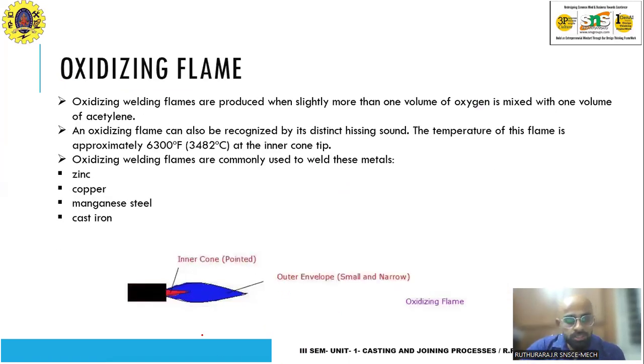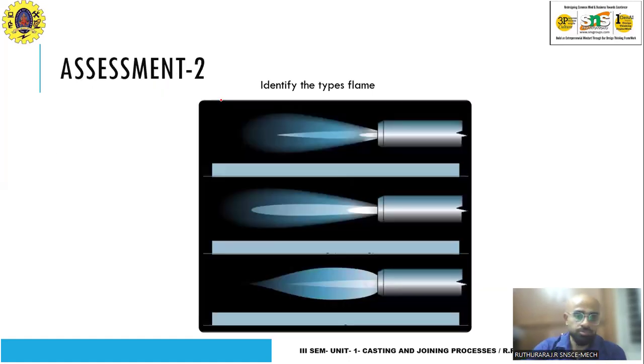If you see the oxidizing flame, it is the smallest of these three flames. Why is it smaller? The reason is that it has oxygen on its own, hence the name oxidizing flame. But the temperature generated in the oxidizing flame is the highest among these three flames. Hence it is used to weld steels, cast iron, manganese steel. High temperature metals like steel can be welded using this oxidizing flame.